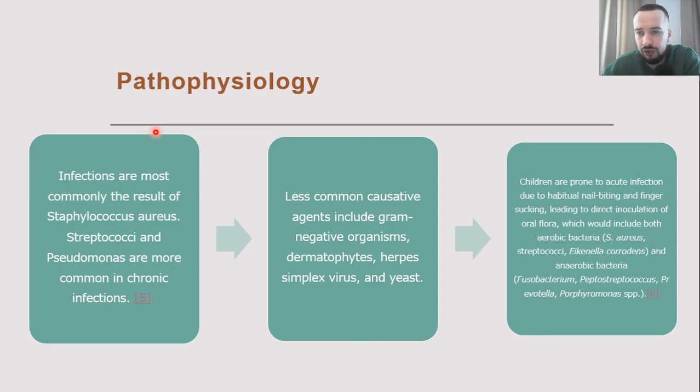Children are prone to acute infection due to habitual nail biting and finger sucking, leading to direct inoculation of oral flora, which would include both aerobic bacteria and anaerobic bacteria.